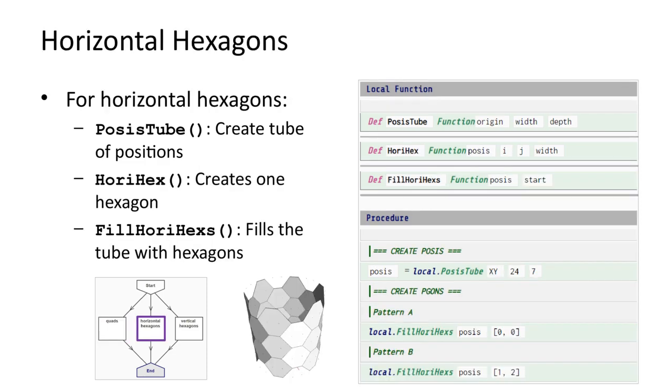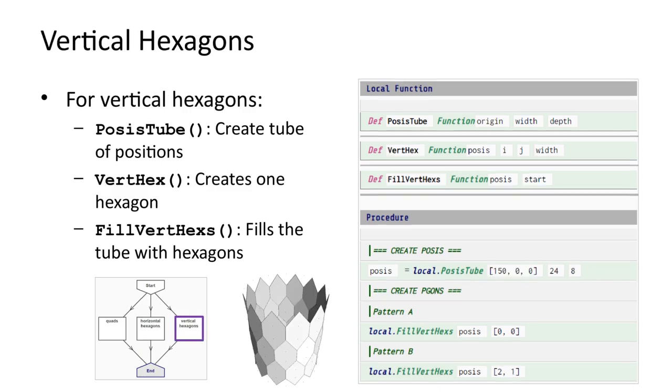For the horizontal hexagons, we see similar functions are being used. The first function is the same. It creates the tube of positions. The second function creates one horizontal hexagon. The third function fills the tube with hexagons. In this case, we need to create 2 patterns that interlock. So the main procedure calls the local.fillHorizontalHexagons function 2 times. The vertical hexagons is the same as the horizontal hexagons, except that the function implementations will be slightly different. Let's have a look at the function implementations to see how they differ.